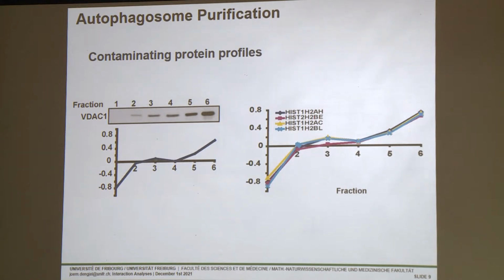Or we have nuclear proteins, so mitochondria and nuclei are quite dense. So in this density equilibrium centrifugation, they were at the bottom of the tube. And you can see also here our nuclear proteins, they have a completely different profile. Now the nice thing about mass spec is that you don't do Western blot and quantify one Western blot after the other, right? We generated thousands of protein profiles.